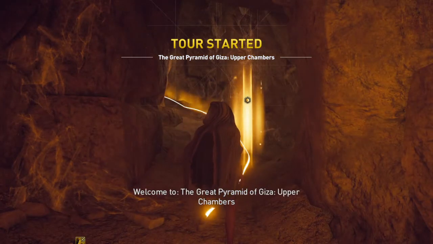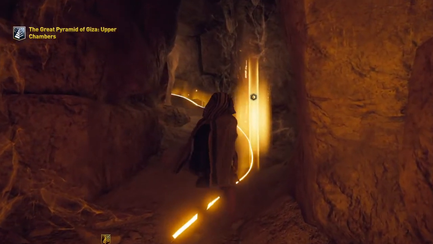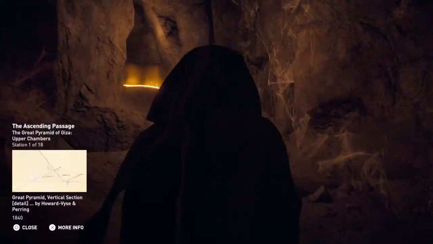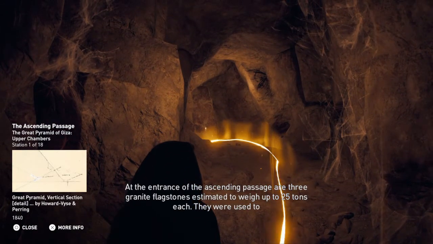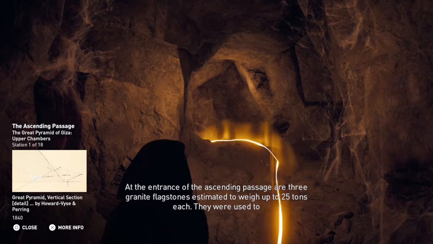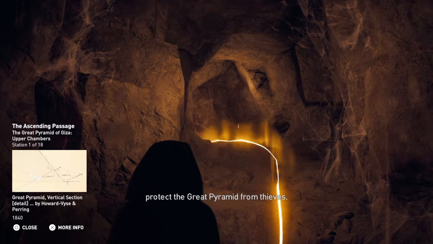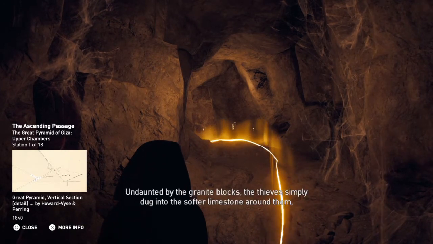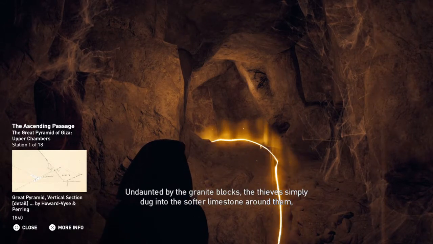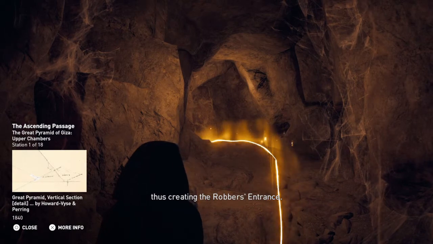Welcome to the Great Pyramid of Giza, Upper Chambers. At the entrance of the ascending passage are three granite flagstones estimated to weigh up to 25 tons each. They were used to protect the Great Pyramid from thieves. Undaunted by the granite blocks, the thieves simply dug into the softer limestone around them, thus creating the robber's entrance.